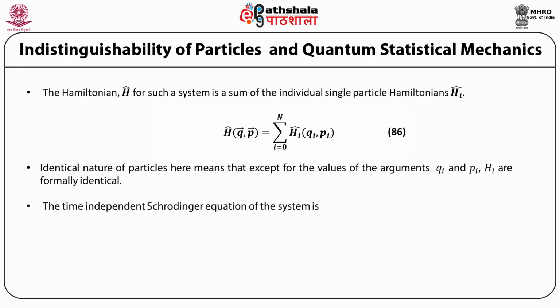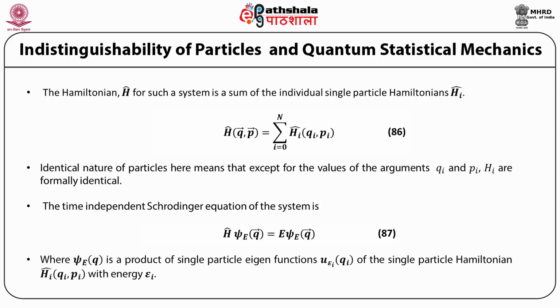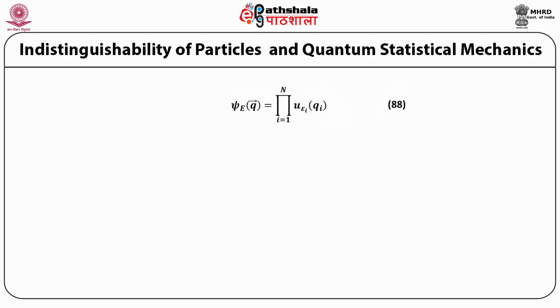The time-independent Schrodinger equation of the system is H psi_E equal to E psi_E, where the wave function psi_E is a product of single particle eigenfunctions u_epsilon_i(q_i) of the single particle Hamiltonian H_i as a function of Q_i and P_i with energy epsilon_i. That is, psi_E is equal to the product over i from 1 to n of u_epsilon_i(Q_i), with E equal to the summation over i from 1 to n of epsilon_i.